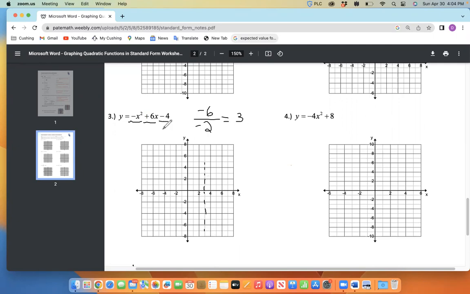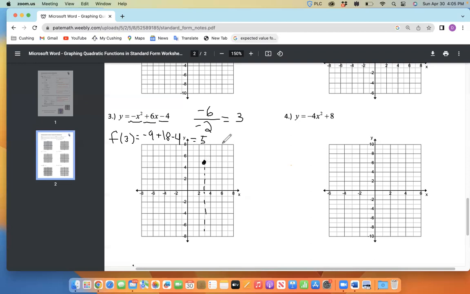Now I'm going to plug in 3 for x. So I'm going to find f of 3. What is the value of the function when x equals 3? So I'm going to square 3, that's 9, but then that's going to be negative. So it's going to be -9 plus 6 times 3, so plus 18, and then minus 4. So that's going to give me -9 plus 18 is 9, and 9 minus 4 is 5. So my vertex, when the input is 3 and the output is 5. So right here.